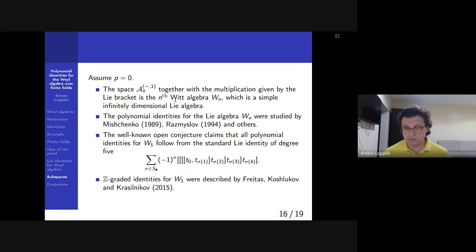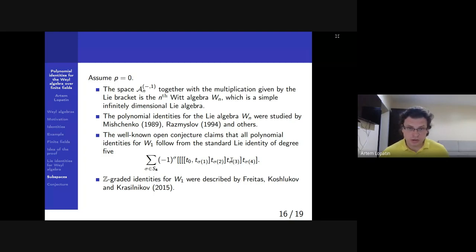Well, okay, so I don't consider the case of positive characteristic. And so it's an important problem to study identities of the Weyl algebra. There was some research about it, and there is a well-known conjecture, which is written here. It says that in the case of one pair of variables, any polynomial identity follows from the standard Lie identity of degree 5, which is written here.